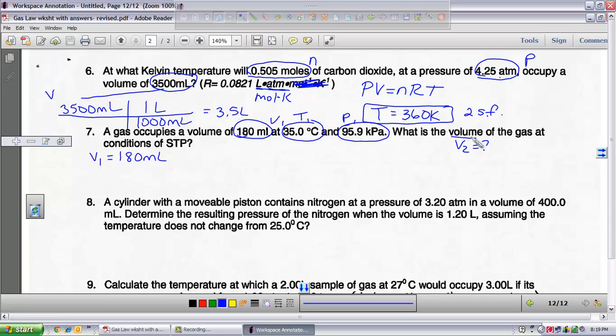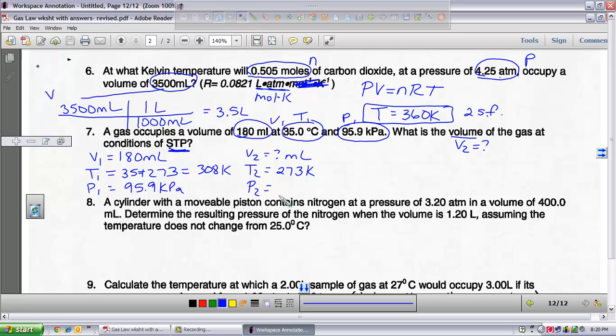All right, so our old volume is 180 milliliters. I guess you can use volume for milliliters, so we can keep that to keep from having to do any more. Our temperature is 35 plus 273 to give us the right units for temperature, which is 308 Kelvin. Our pressure is 95.9 kilopascals. So if you look, our new volume is going to also be in milliliters. Our new temperature, or the final temperature, is standard temperature. Standard temperature is 273 Kelvin. That's on your star chart.